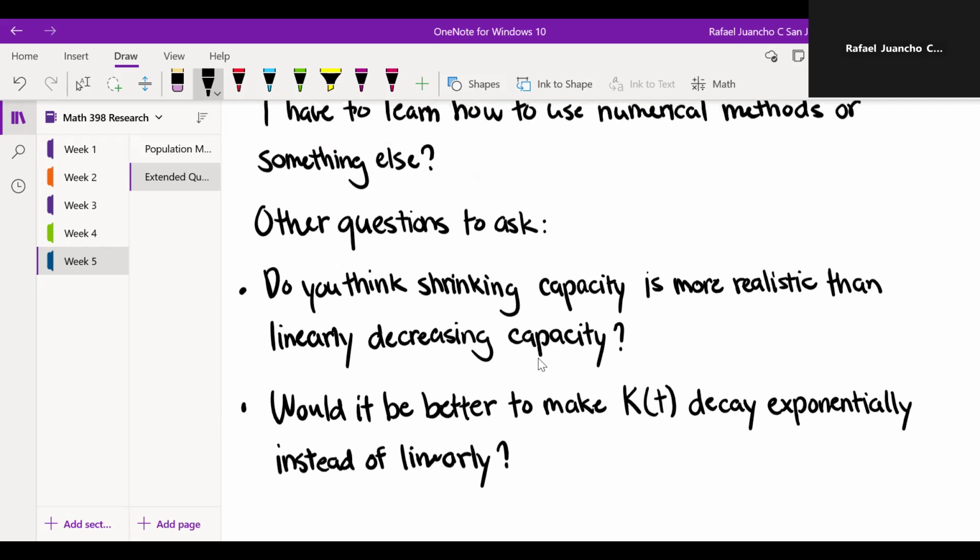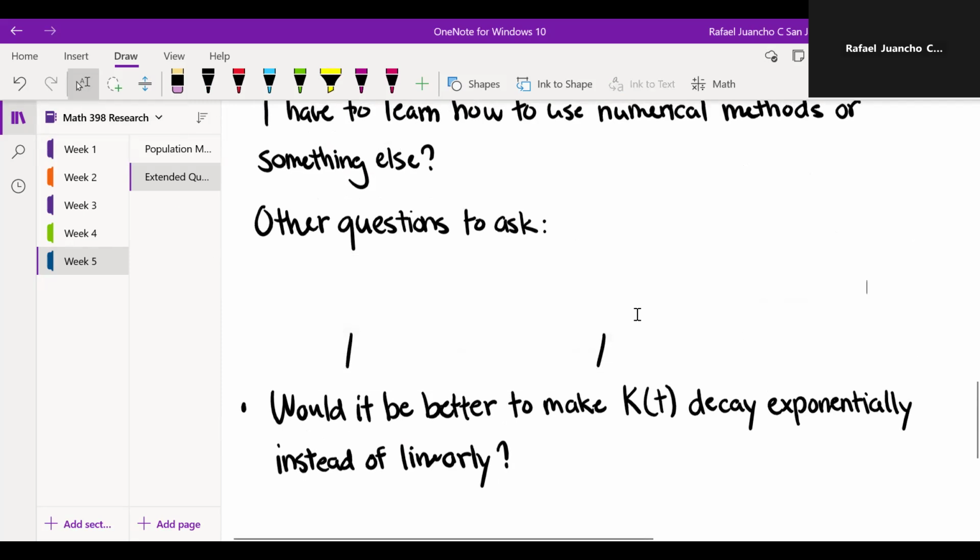Wait, I think I just did the same thing here. Shrinking capacity is more realistic than constant growth limits. I don't understand this question. Yeah, I'll just stick to this one.